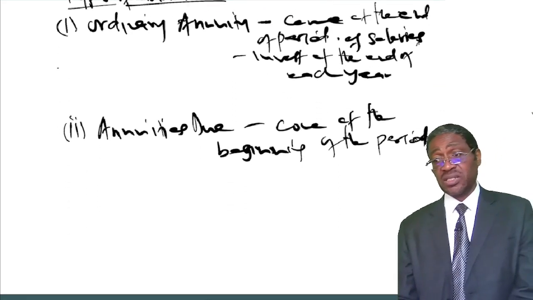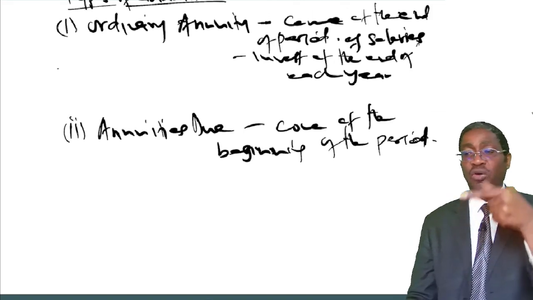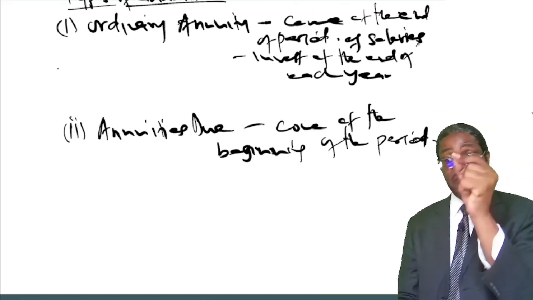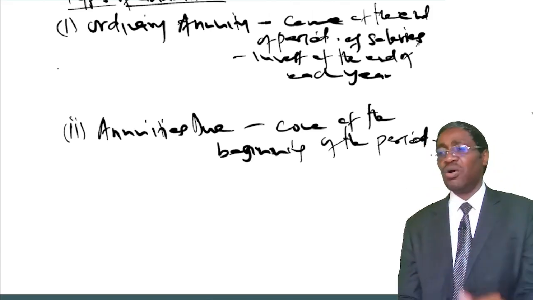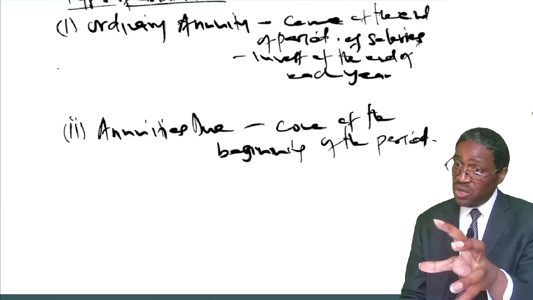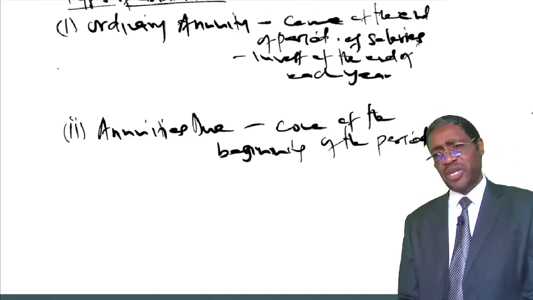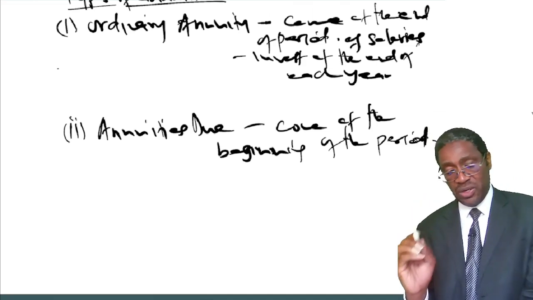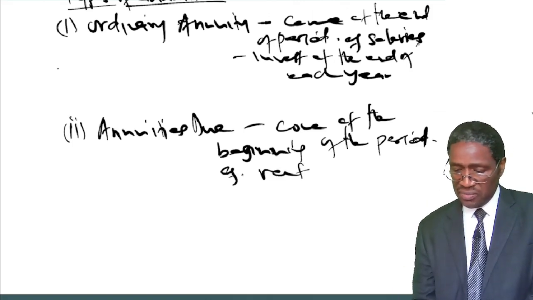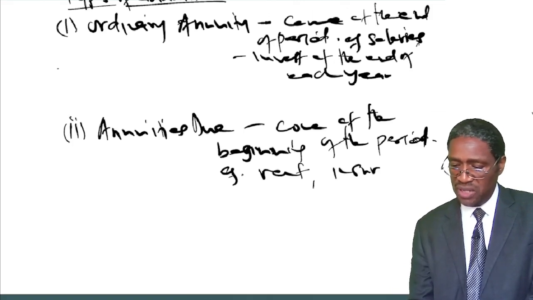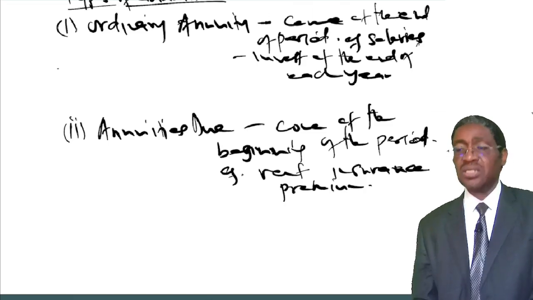If you are a tenant, you normally pay your monthly rent at the beginning of that month. So that is an annuity that you keep paying at the beginning of the period. If you have an insurance cover, you pay the premium at the beginning of the period. So we are giving an example of annuities due, like rent and insurance premium.